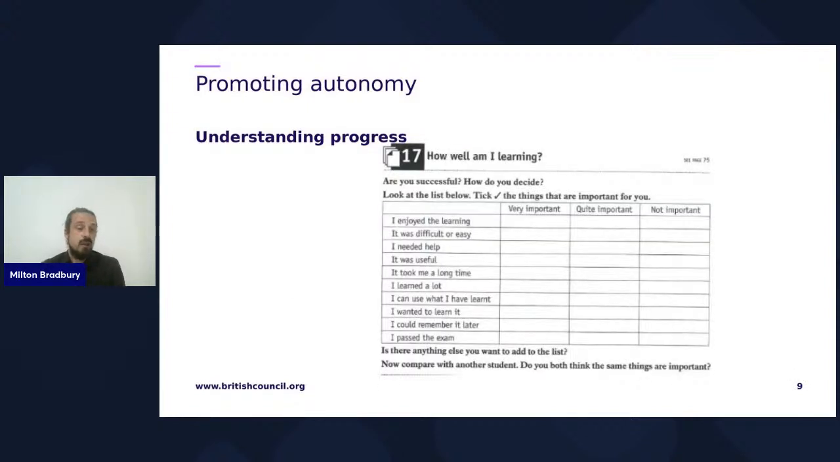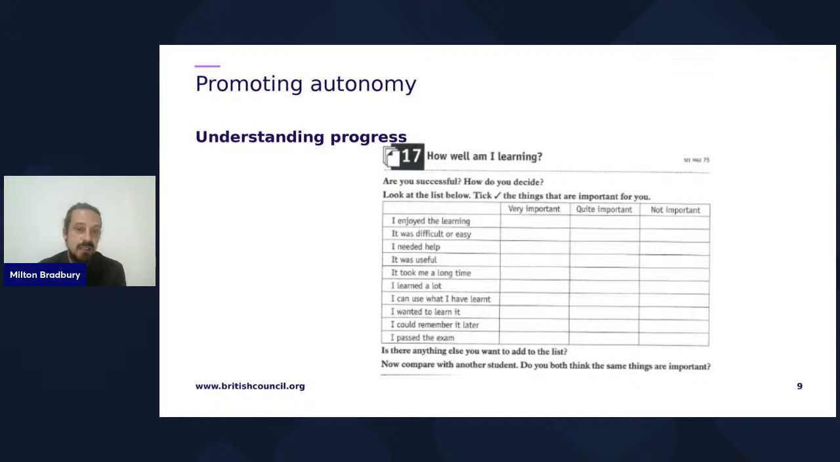Understanding progress. Once a student understands how they are progressing and what they need to do to progress, and what their strengths and areas to work on are in their own learning journey, they will be more in charge of and more confident to take control over their own learning. So provide them with a checklist of things they can consider to reflect on their own learning.